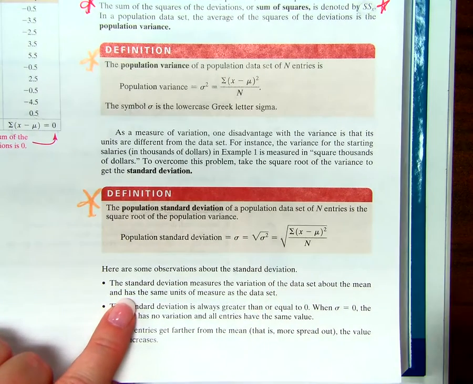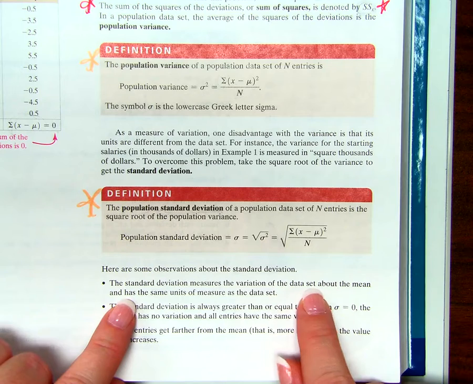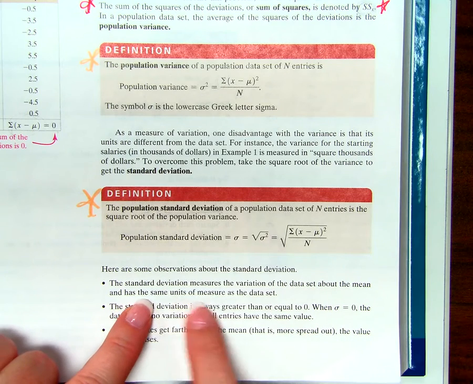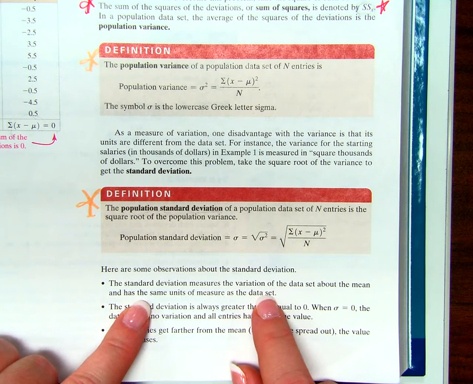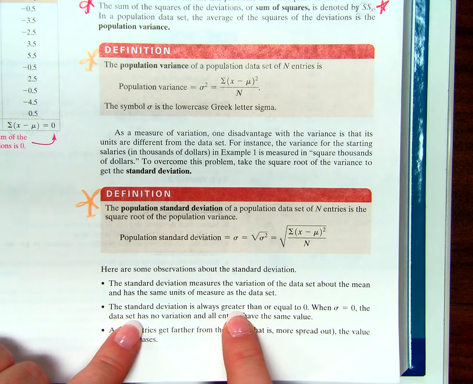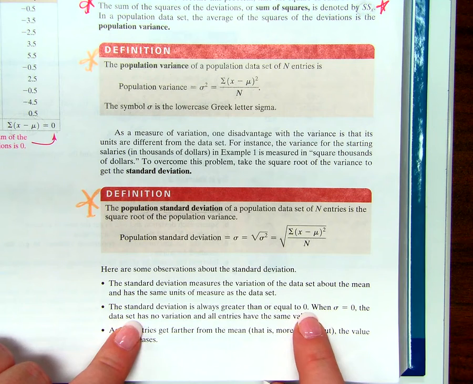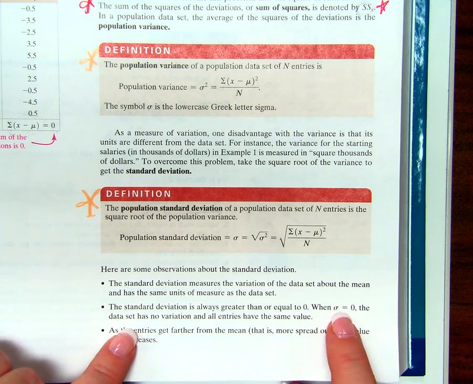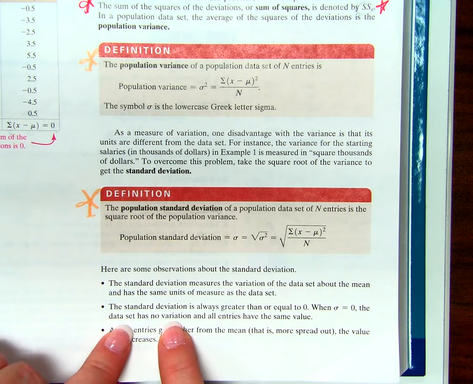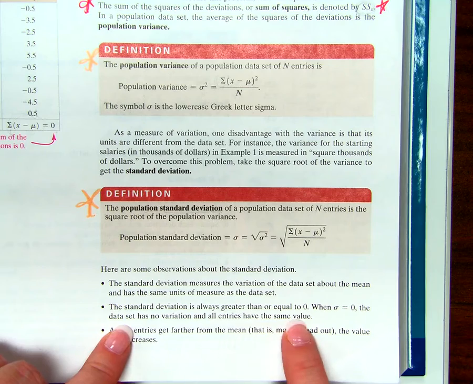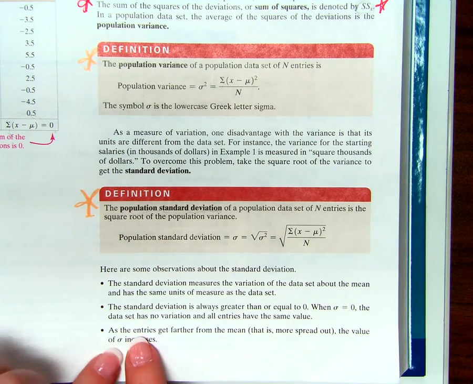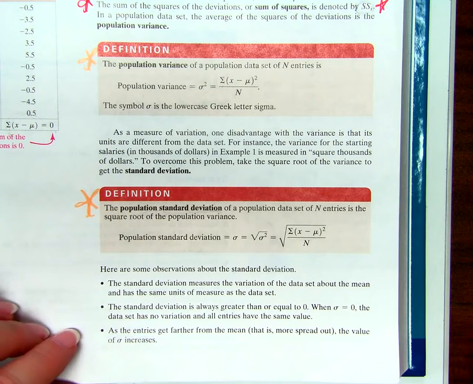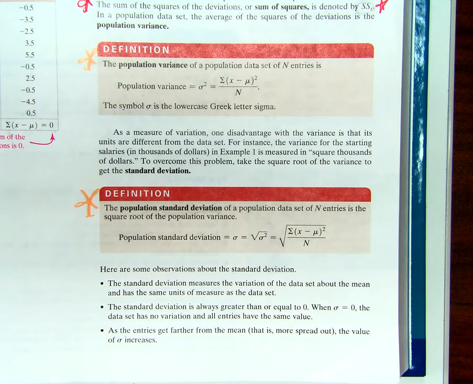The standard deviation measures the variation of the data set about the mean and has the same units of measure as the data set. That's what I was trying to say before. In layman's terms, here's the mathematical definition. The standard deviation is always greater than or equal to 0. So when sigma equals 0, the data set has no variation, so all entries have the same value. You okay with that?